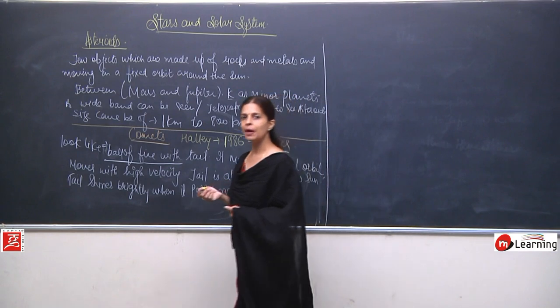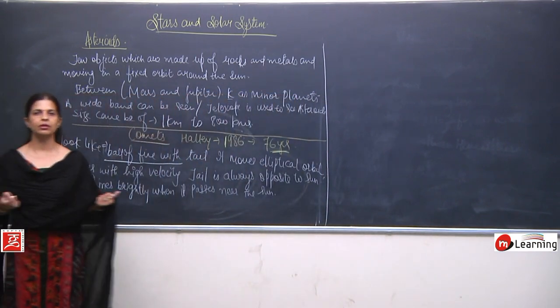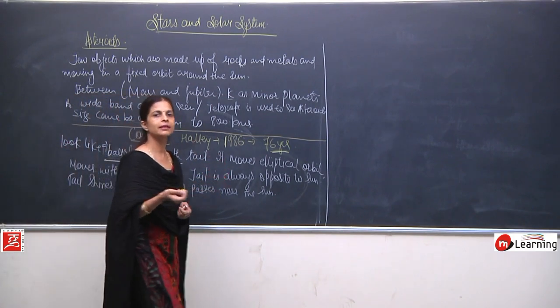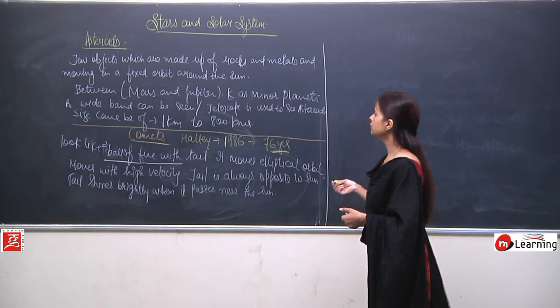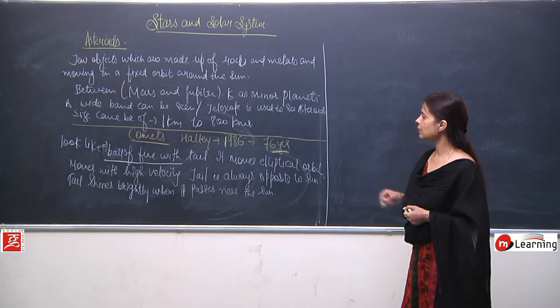It is just a part of the solar system, as all others. We are just seeing that the comets are there, the asteroids are there, the meteors are there, the planets are there. So in the same way, even the comet is a part of the solar system.